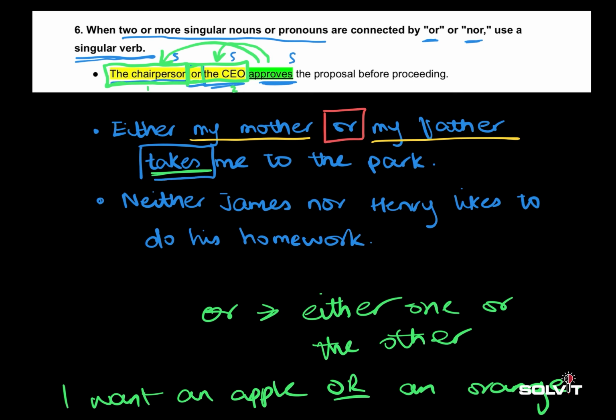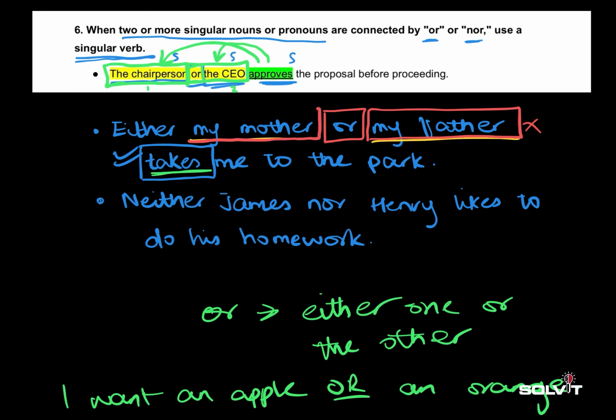Okay, it's not going to be take. Either my mother or my father take me to the park. That's incorrect. So the correct word is takes because we're treating the subject as singular. And again, what you can do is omit the second subject just for a second. Just think that it's not there, and read the remaining part of the sentence. My mother takes me to the park. Okay, that makes perfect sense. So you can't say my mother take me to the park. You're going to say my mother takes me to the park.